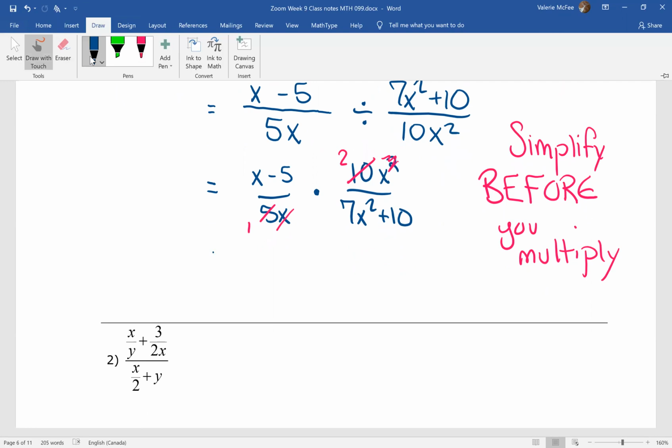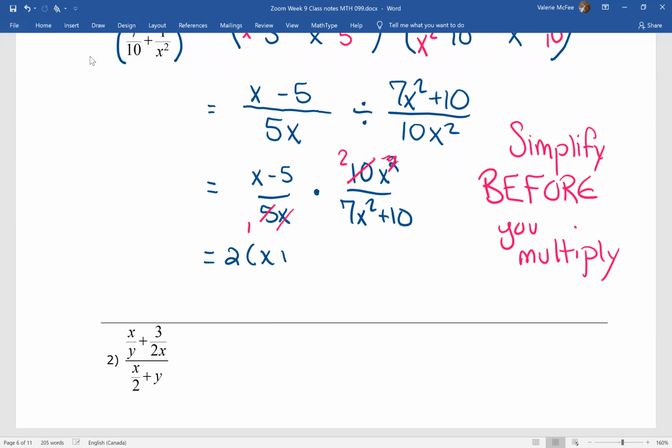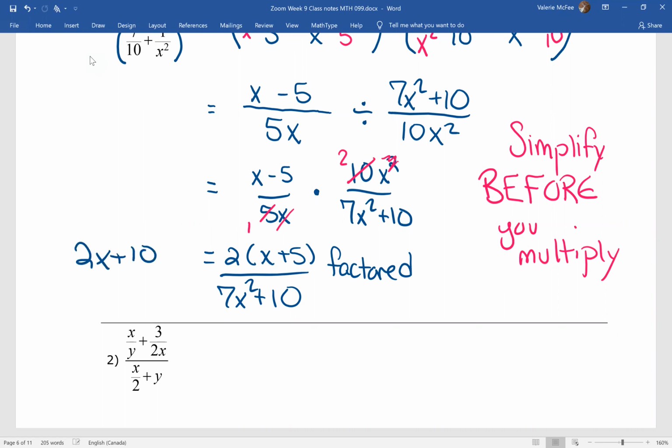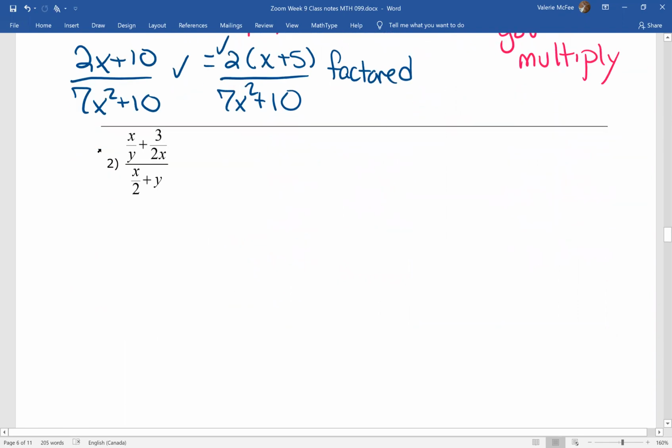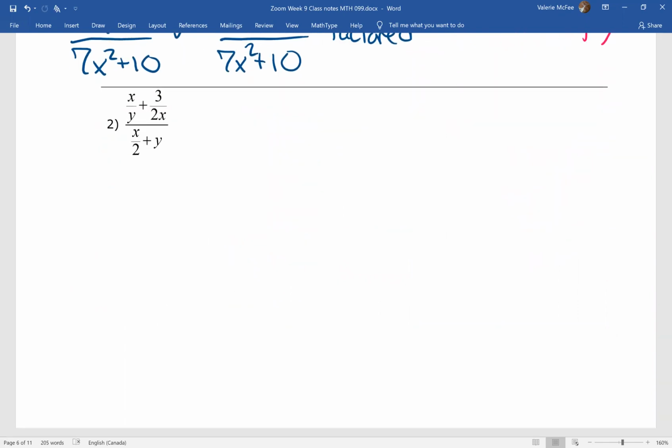So my numerator is 2 times x minus 5 all over the denominator, 7x squared plus 10. This would be our answer in factored form. If factored form is not asked for, you would need to open those brackets using the distributive property. So both of these are fine. Why don't you pause your video and see if you can try the next one.